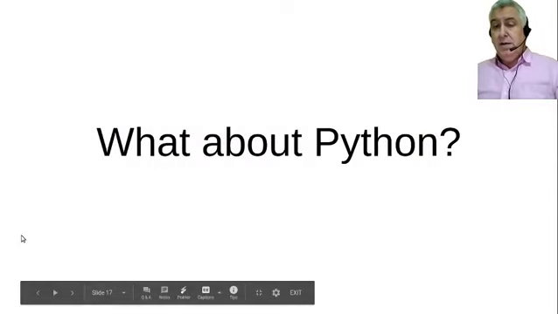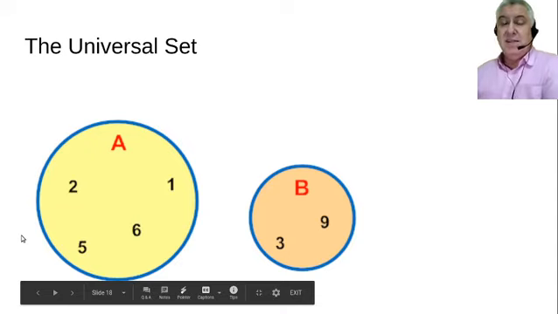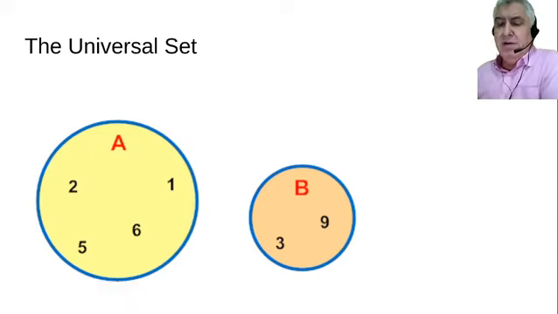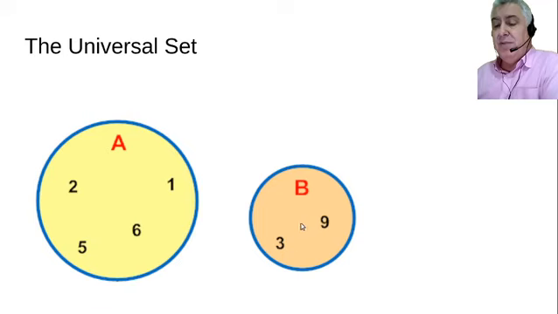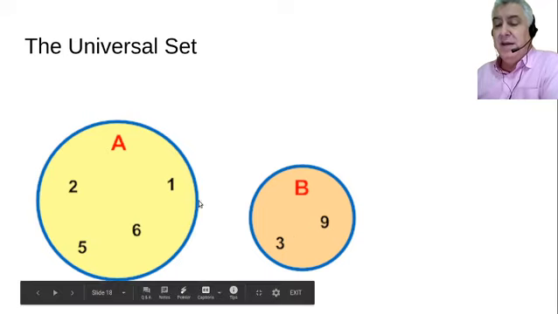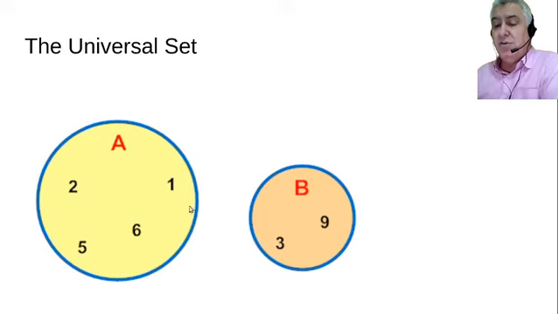So let's go on to our last thing, and the last thing is going to be pretty easy. It's called the universal set. So here I have 2 sets. I have set A, which has 1, 2, 5, and 6 in it, and I have set B, which has 3 and 9 in it, and they don't have anything in common. They're not subsets of each other. There's no intersection, which we'll talk about tomorrow.